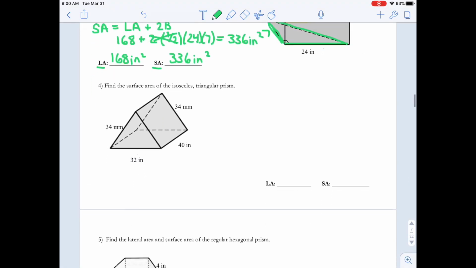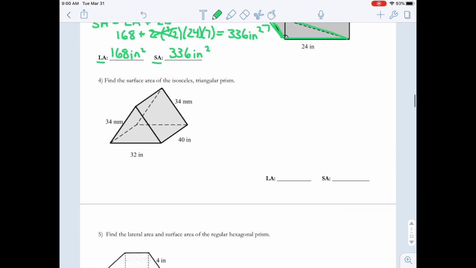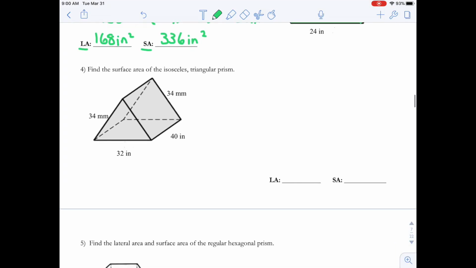Okay, let's move down to our next shape. We're going to find the surface area of an isosceles triangular prism. So again, it's a triangular prism, but this is special since it's isosceles, which means our base has 2 of the sides that are congruent. So this is 34, the base is 32, that would make this 34 as well.